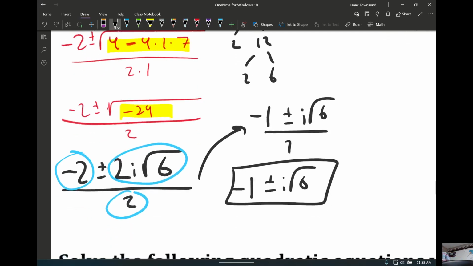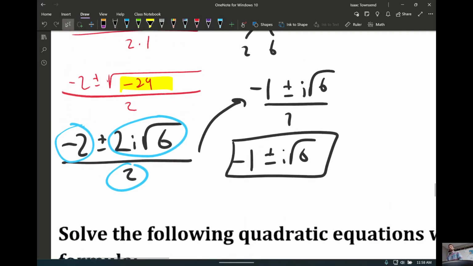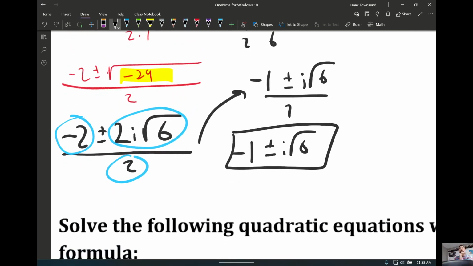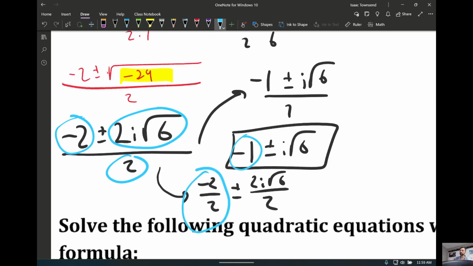Now, one other thing I'll point out here, because this might make it a little easier for you to see. This is how I think of it. If every term's divisible by something, you need to divide it by that. But remember, you can also split apart your fraction. You could put negative 2 over 2, as long as you're willing to put 2i square root of 6 over 2. And if that makes more sense to you, splitting apart your fraction, reducing this one, and then reducing this one, then that also works. So whatever way just makes more sense to you. But you need to make that part of your check at the end. Make sure that your fraction's reduced.